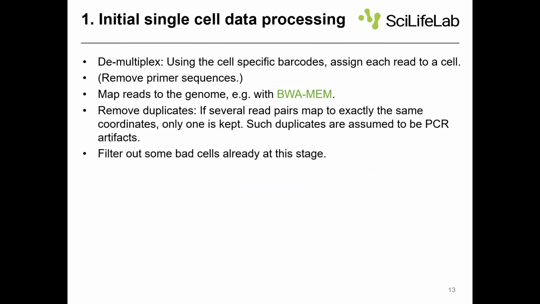Okay, so this first step is just demultiplexing, finding out for each read which cell it came from, then cleaning up the reads to remove primer sequences, and mapping them to the genome using a different mapping method. Here you use BWA instead of STAR that you typically use for RNA-seq. But otherwise it's pretty similar. You remove duplicates because it's very, very unlikely by chance that you would get several reads mapping to exactly the same place from a single cell. So these are probably PCR artifacts. And you can also filter out some bad cells already at this stage.